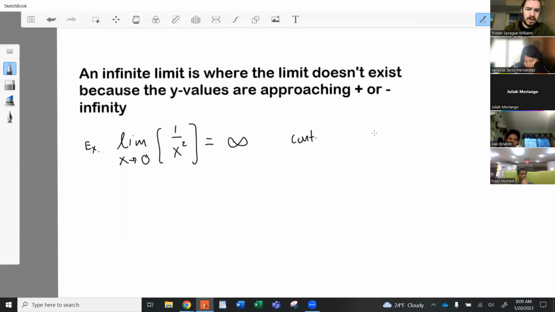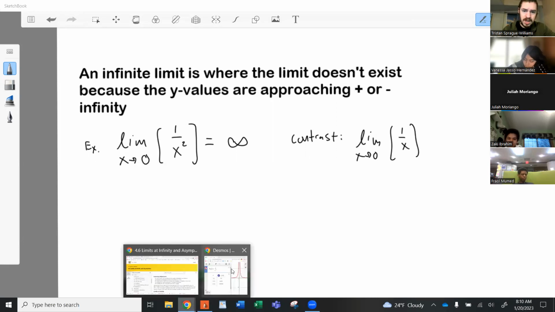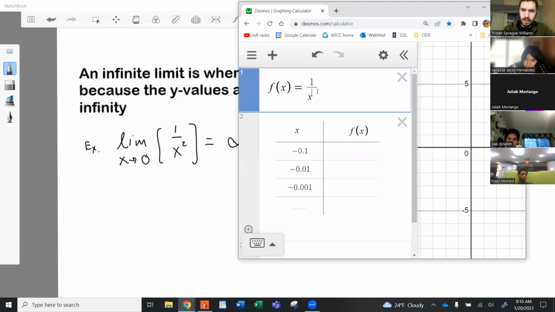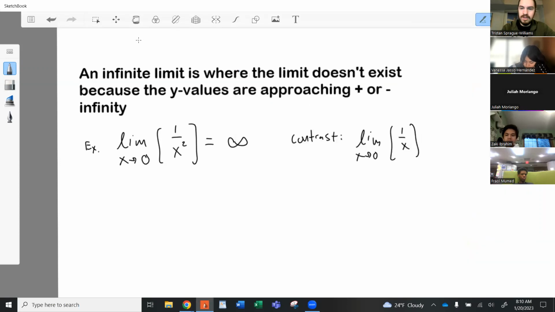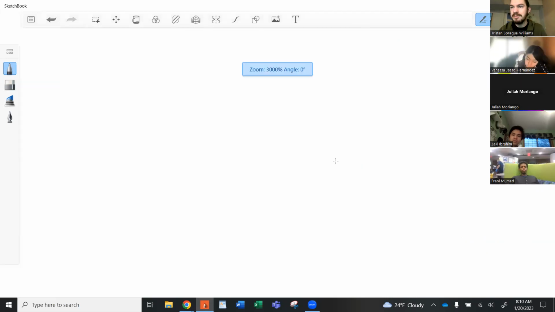Contrast that with the limit as x approaches 0 of 1 over x. If it's just 1 over x, then from the right-hand side, you approach infinity, but from the left-hand side, you approach negative infinity. So if I take away the squaring down there in the denominator, now these are not approaching the same infinity, right? We've got different infinities, the plus and the minus. So I would usually instruct you to answer this with our initialism, DNE, does not exist.